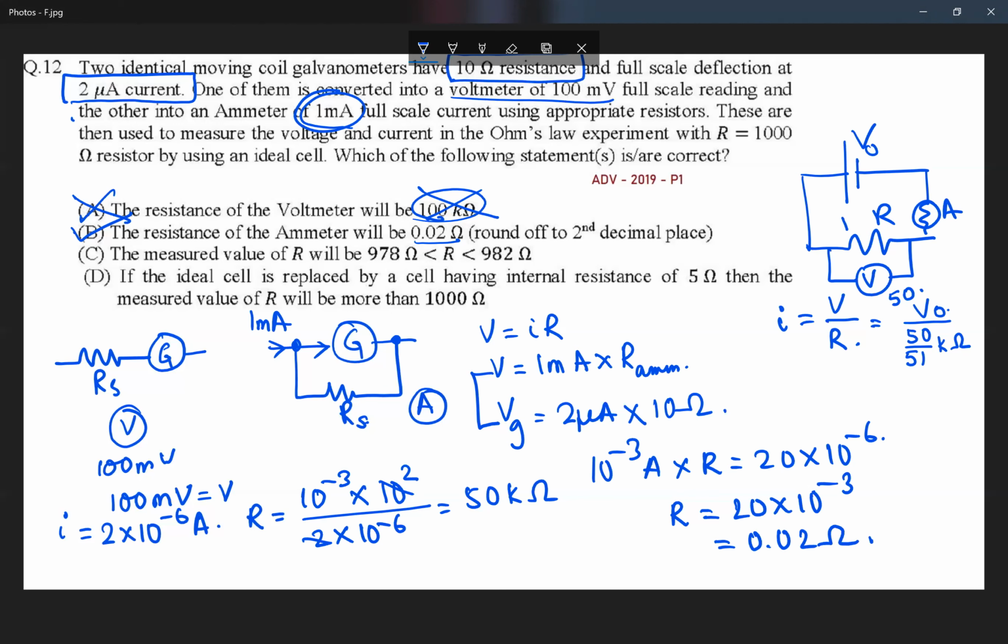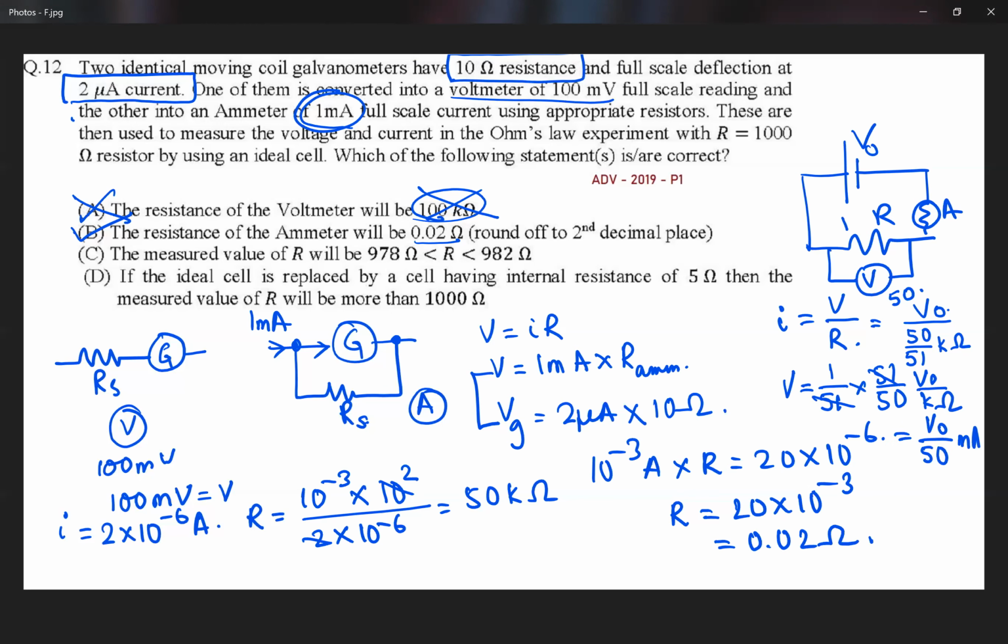What is the potential difference that this voltmeter will show? The potential difference shown by the voltmeter will be equal to I multiplied by R. The current flowing through the voltmeter will be 1 by 51 times the total current, which is 51 by 50 into V0 divided by kilo ohms, which is nothing but V0 divided by 50 milliamperes. So if you try to find out the resistance using this method, you would see that the R net value will be equal to 50 divided by 51 kilo ohms. 50 by 51 is approximately 0.98. So when it says that the measured value of R will be approximately 978, that answer is correct.